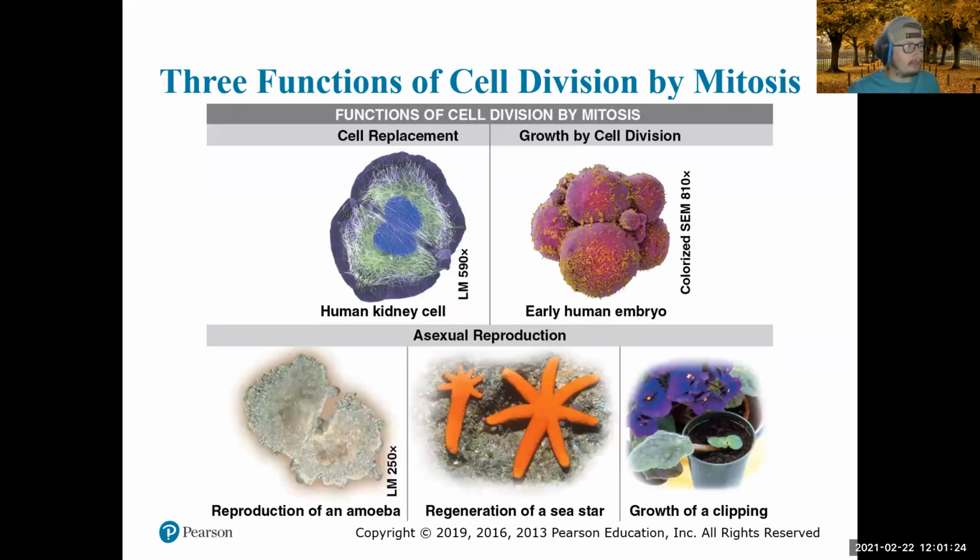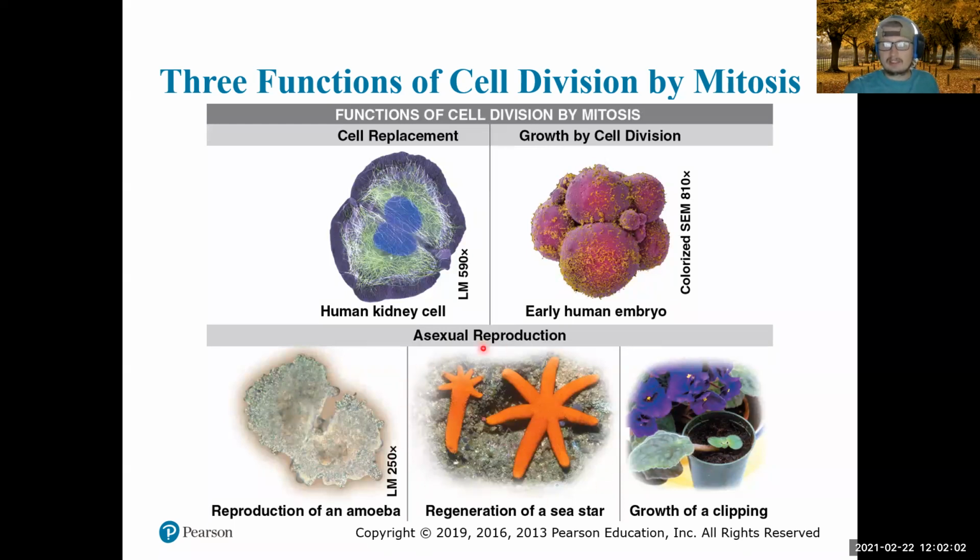So here we have some different functions that mitosis can be important for. You have cell replacement, you have embryo development, and then you have, say, reproduction in an amoeba, where that amoeba is basically splitting into two genetically identical individuals. You can have growth clippings, where you, say, clip a piece of a plant, you put it in potting soil and water it, and it can generate new cells and grow a new individual that will be genetically identical to the individual it came from.